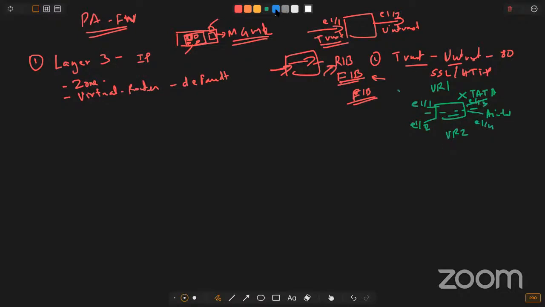So the idea is that any packet coming through E1/1 will look into the VR1 FIB table, forwarding base, to see how it can exit out. Whereas any packet coming inside through E1/2 will look into the VR2 FIB. So basically you're splitting the routing domain into two. For VR1, there will be a RIB and FIB. Similarly, for VR2, you will have a RIB and FIB.